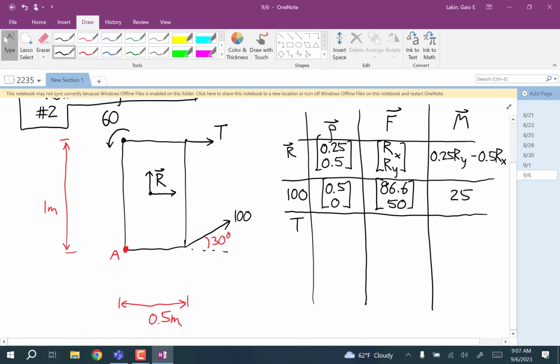Then you have the force T. The row vector is 0.5, 1. The force is the unit vector in the direction of the arrow times T. Well, that arrow is in just the positive x direction, so the unit vector is 1, 0. So T times 1, 0 is T, 0. And the cross product is negative T.